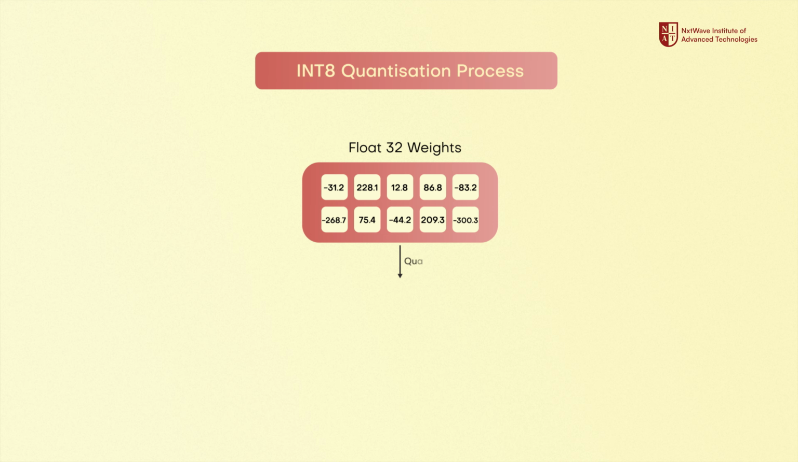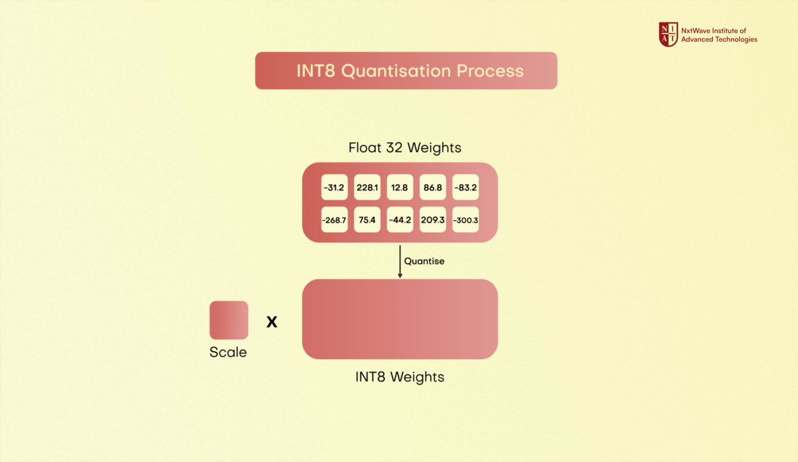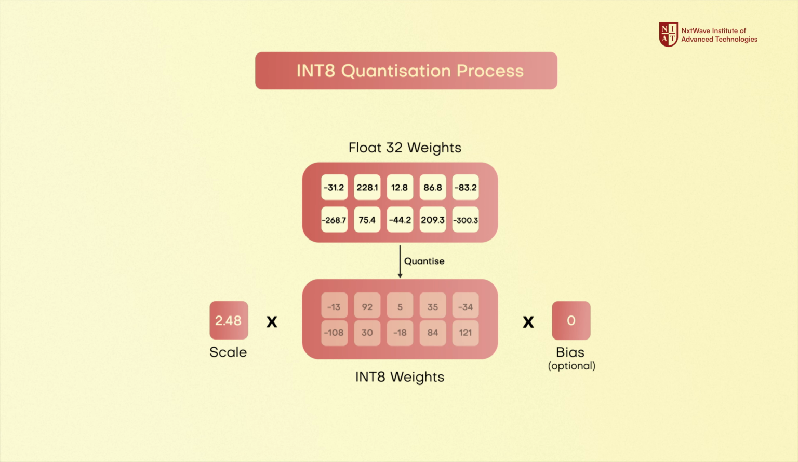Now watch what happens when we quantize. We introduce a scale factor, in this case 2.48, and optionally a bias, which is 0 here. We multiply each float by this scale and then round it to the nearest integer within the int8 range of -128 to +127. The result? The same matrix of weights, but int8: smaller numbers, smaller memory, and faster computation. This is called uniform affine quantization, the same scale across the matrix, and we compress everything proportionally. And the best part, this quantized version is about 4 times smaller and much faster to run, especially on specialized hardware.